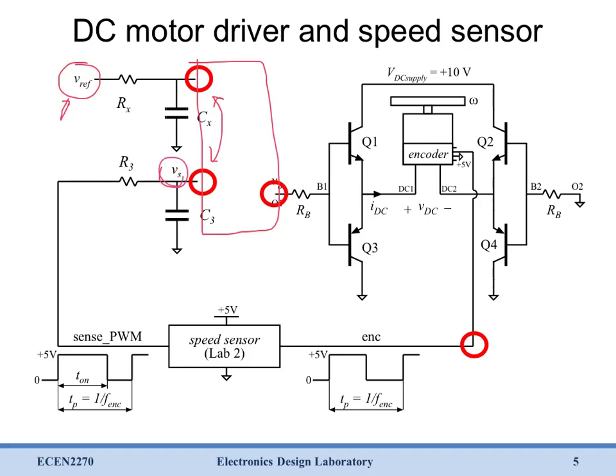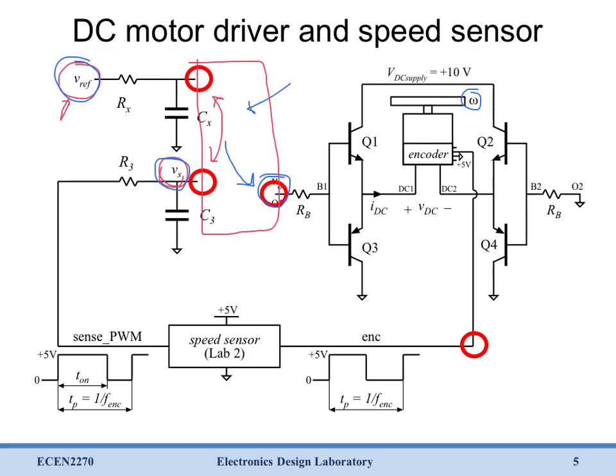So it's going to look at the difference between where we want to be, which is this Vref, and where the motor actually is, which is this Vf. And we want that feedback controller, or that compensator, to generate some VO. And we want it to automatically generate the correct VO in order to give us the motor speed omega that we want.